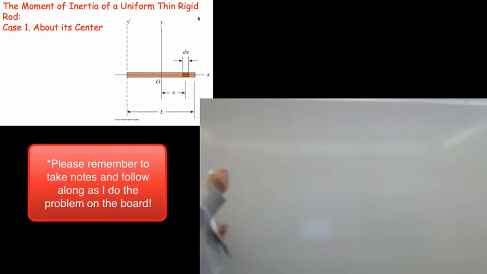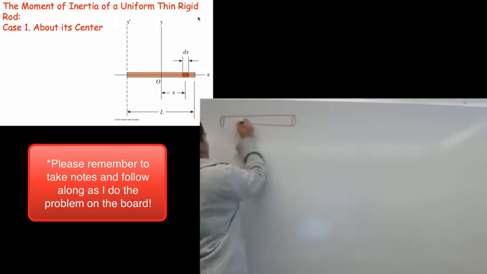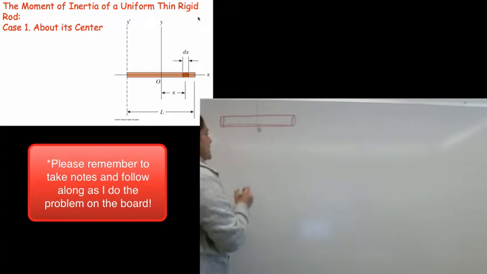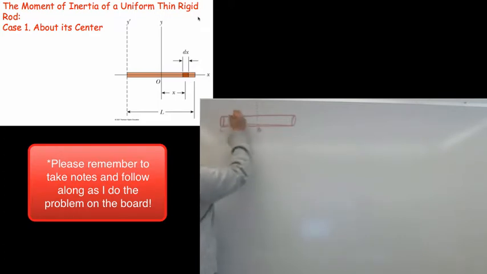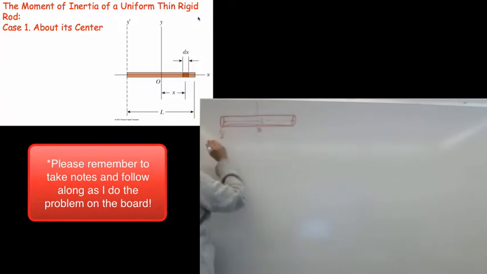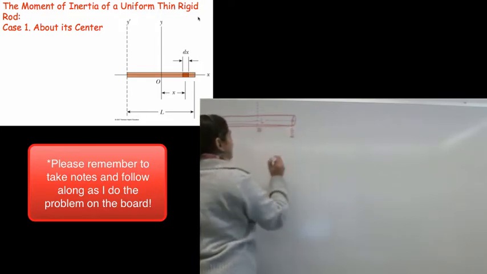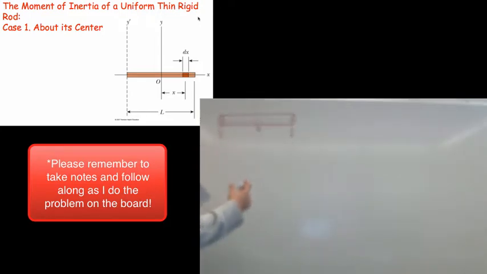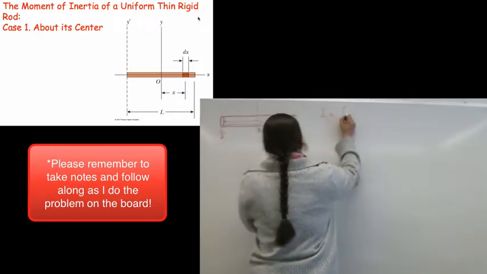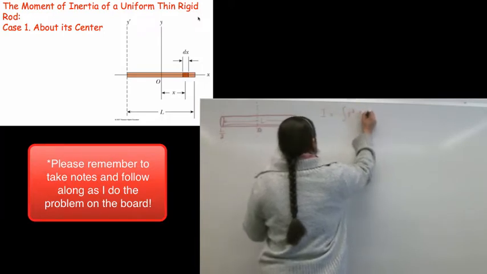So in order to find the moment of inertia of a uniform thin rigid rod about its center, let's first draw a rigid rod. And since we have to find the moment of inertia about its center, I am going to call my origin to be here, right? So this means that if the total length of the rod is L, then x is going to vary from -L/2 to L/2, okay? In this case, I know that calculus tells me that the moment of inertia is going to be given by the integral of r squared dm, okay?